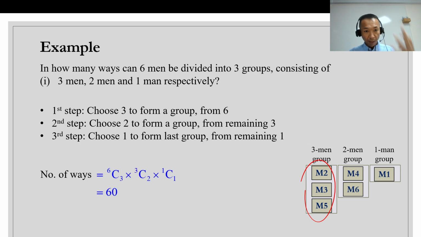So how many ways can I pick? 3 out of 6. Then the remaining 2 out of 3, then the remaining 1 out of 1. So simple and straightforward. Alright, you multiply because you do it successively.